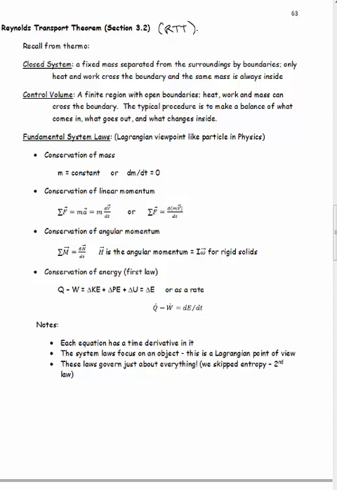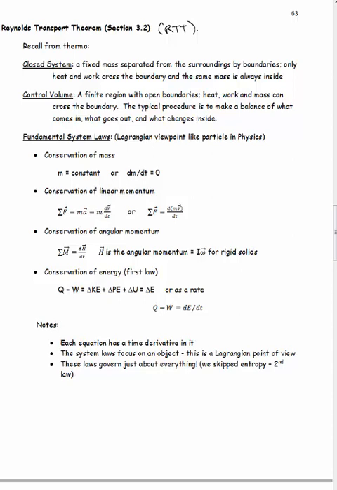Control volumes are different because our control volume sits there while particles come in and out, so we have to deal with inlets and exits. Whereas a closed system or a particle in physics, that's that Lagrangian point of view, we can just directly use F equal ma and so forth. So things are a little bit different, and this helps us switch from our system laws to our control volume laws.